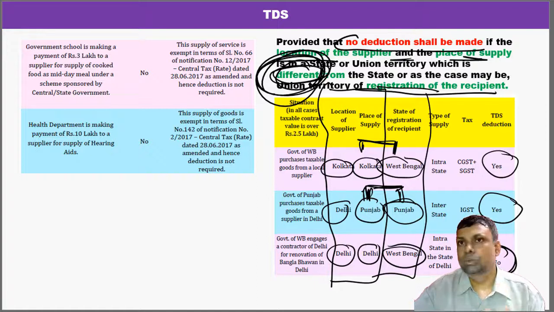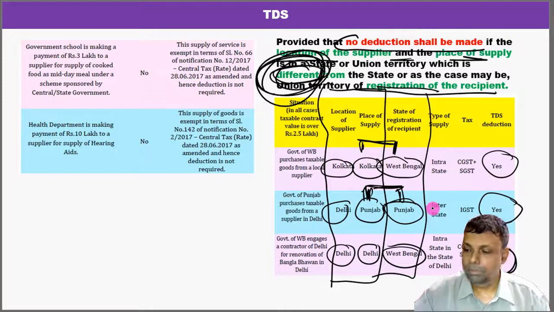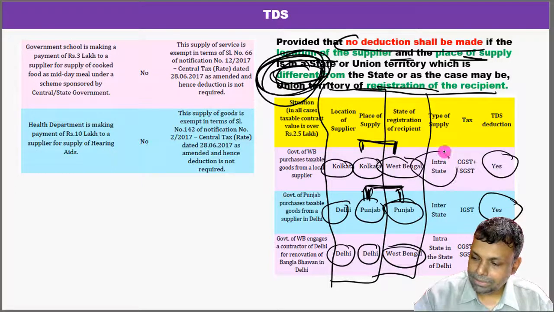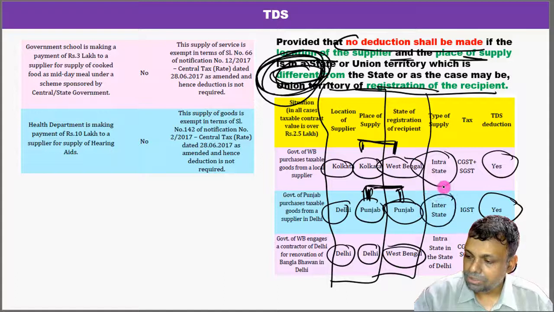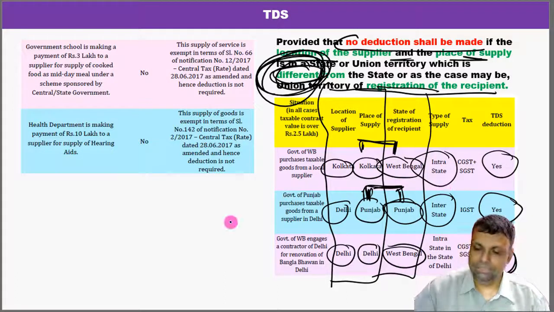And depending upon the situation, whether it is CGST, SGST or IGST as the case may be, accordingly you have to consider for the purpose of TDS. So depending upon the place, whether it is intra-state, interstate, etc., you have to decide accordingly, and accordingly you have to deduct the tax at source.